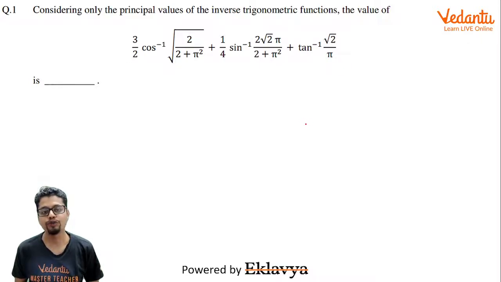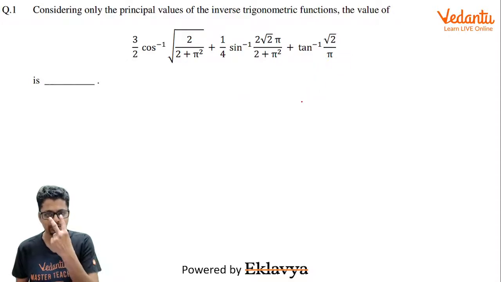That the output of cos inverse would lie in the interval 0 closed to pi closed, of sine inverse would lie in the interval minus pi by 2 closed to pi by 2 closed, and of tan inverse minus pi by 2 open to pi by 2 open. And the input to cos inverse should lie in the interval minus 1 closed to 1 closed, so should the input of sine inverse, and tan inverse can have any real input.